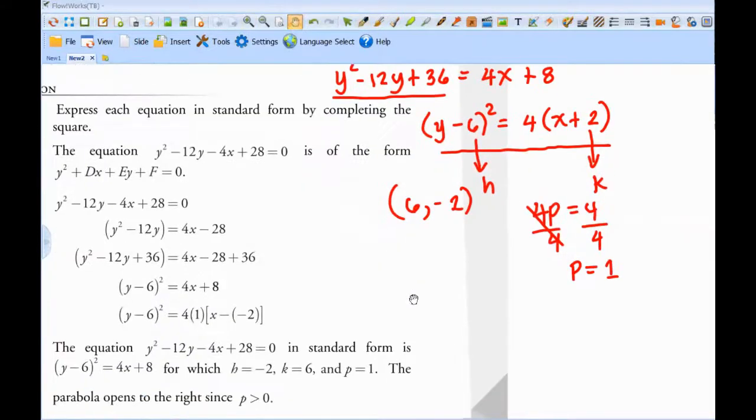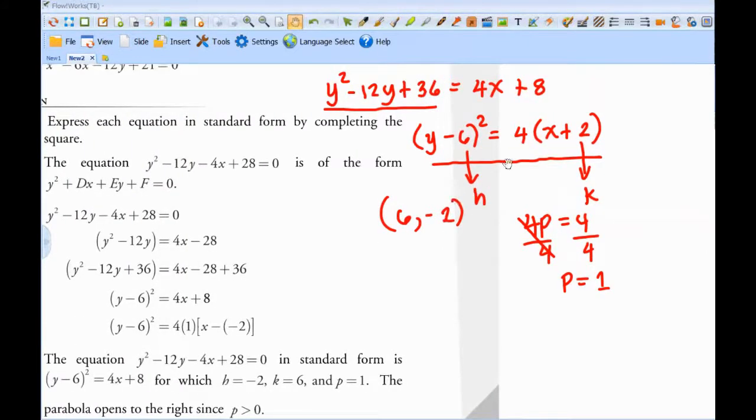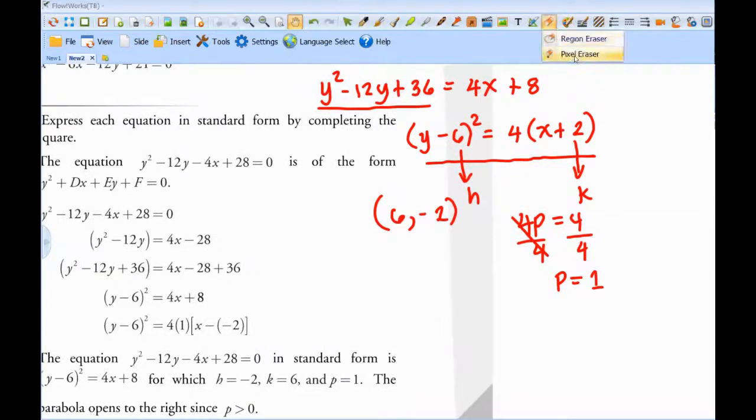So now let us graph this. Let's go back to that. Y minus k. So this should be k. And these are reversed, k and h, right? When it is horizontal, y minus k squared equals 4p times x minus h. That should be h.